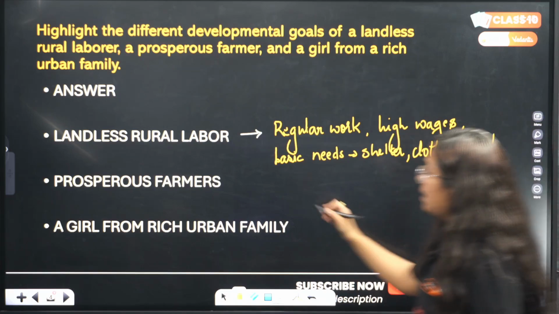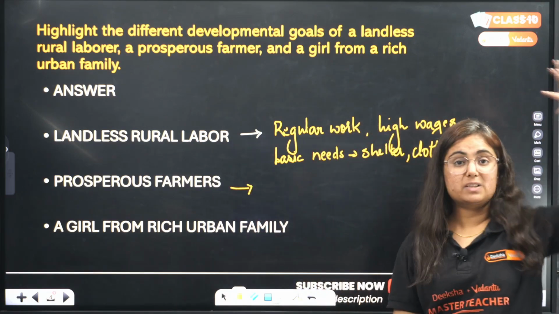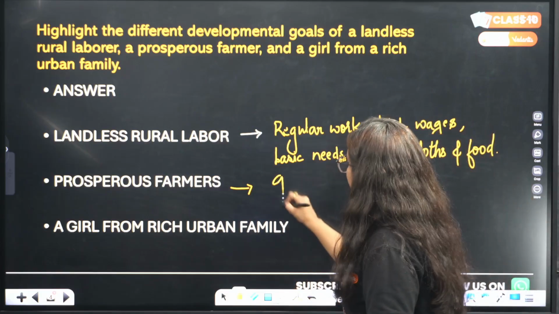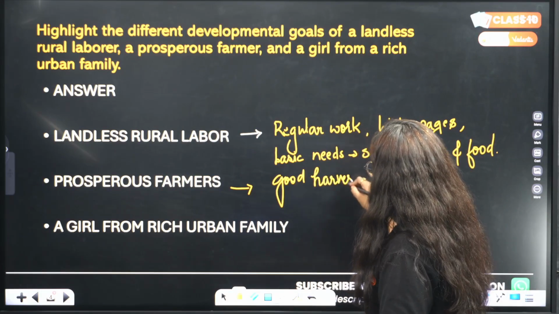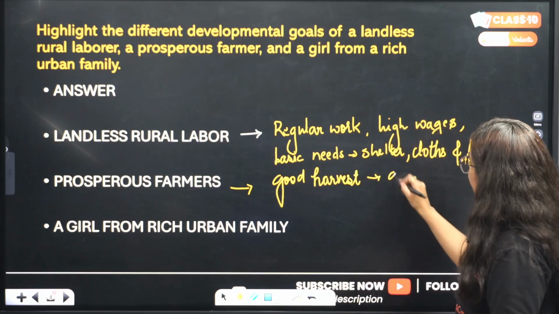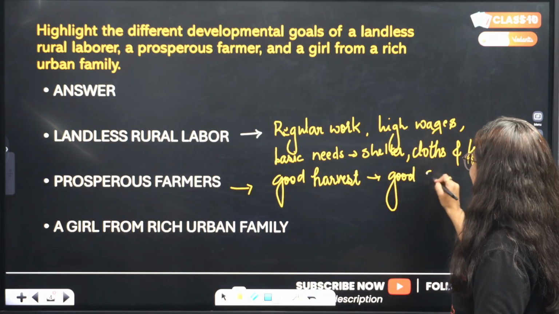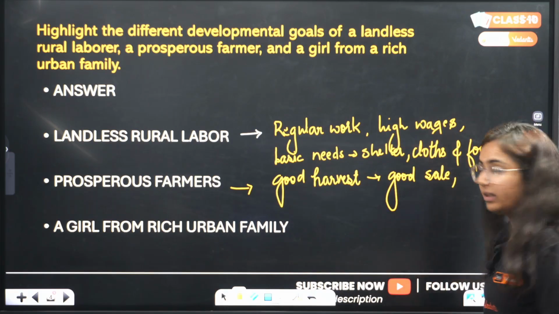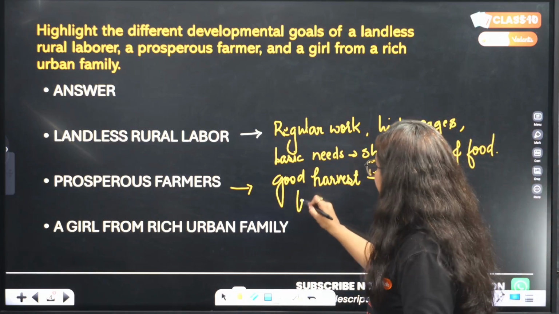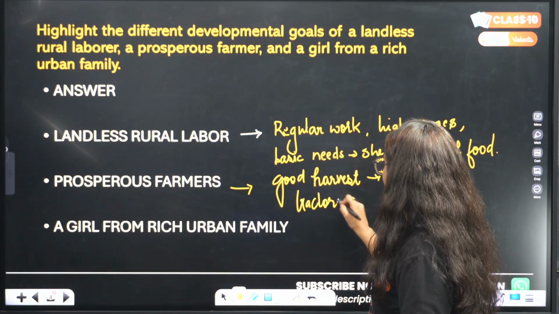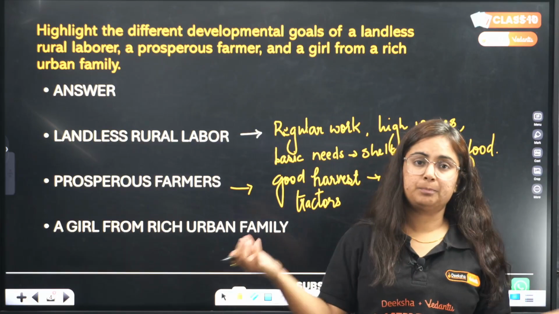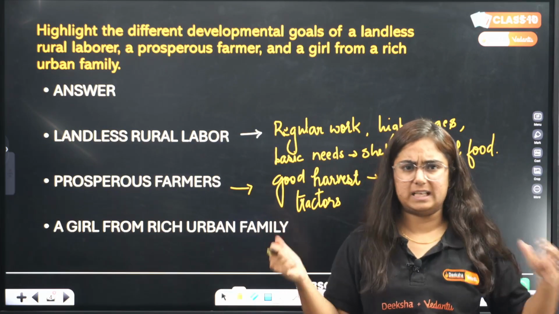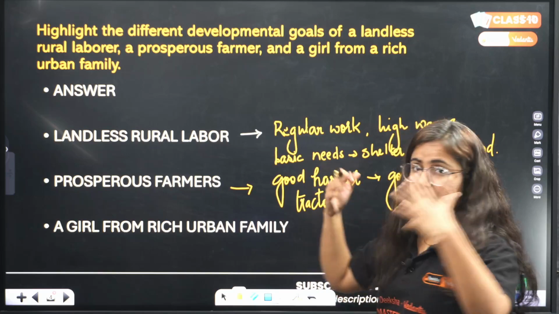Now next is the prosperous farmer. What might a prosperous farmer be thinking at this time? A good harvest, because when there is a good harvest, there will be a good sale of the product, right? He might be thinking to buy a tractor or agriculture equipment that is so unaffordable for a small farmer, or many such things, to make a big house.